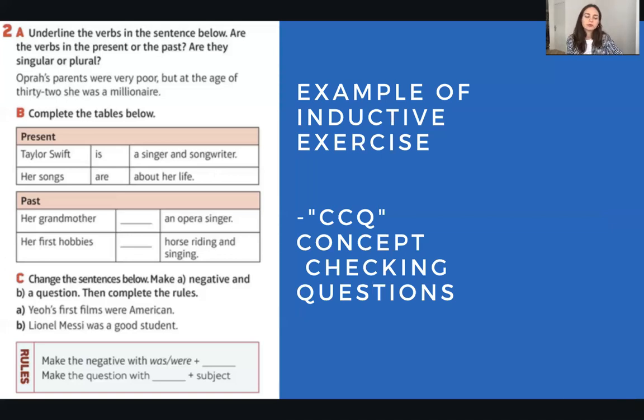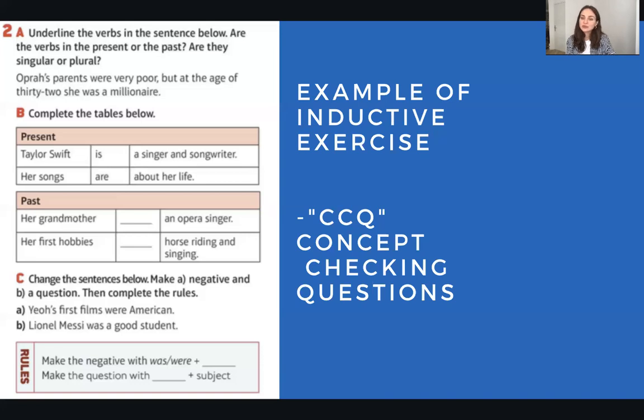So if your student already says that her grandmother was an opera singer, you can say, and what about a negative sentence? What do you think? And your student says, well, maybe it wasn't. And you say, yeah, maybe. Good job. And the same with weren't, and the same with questions. So you work with the sentences that are given.